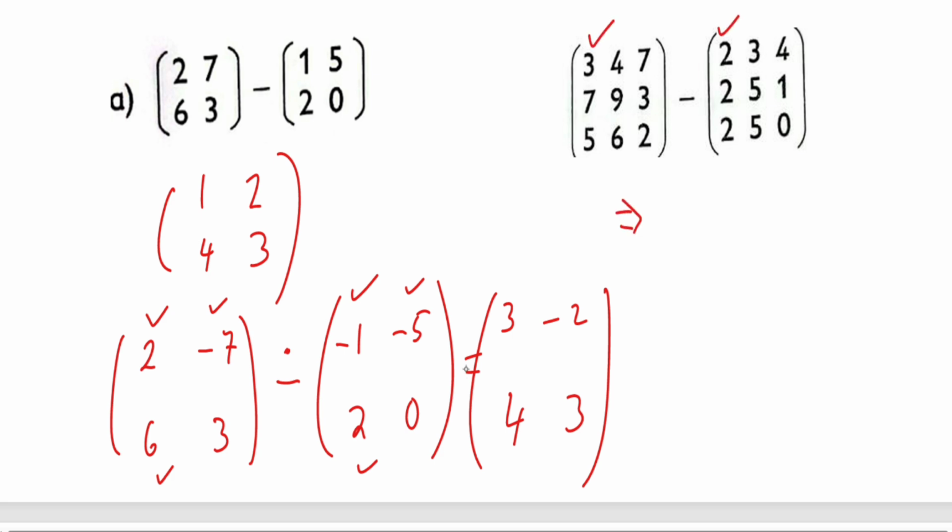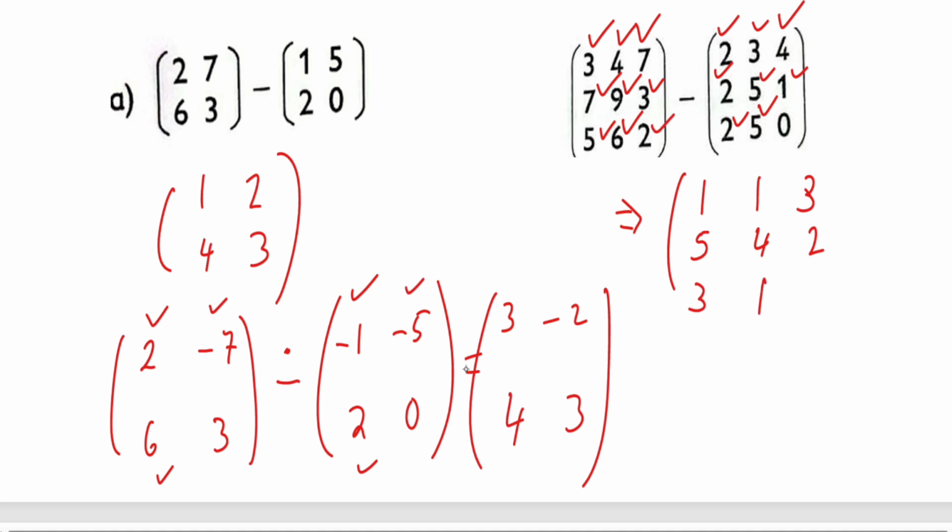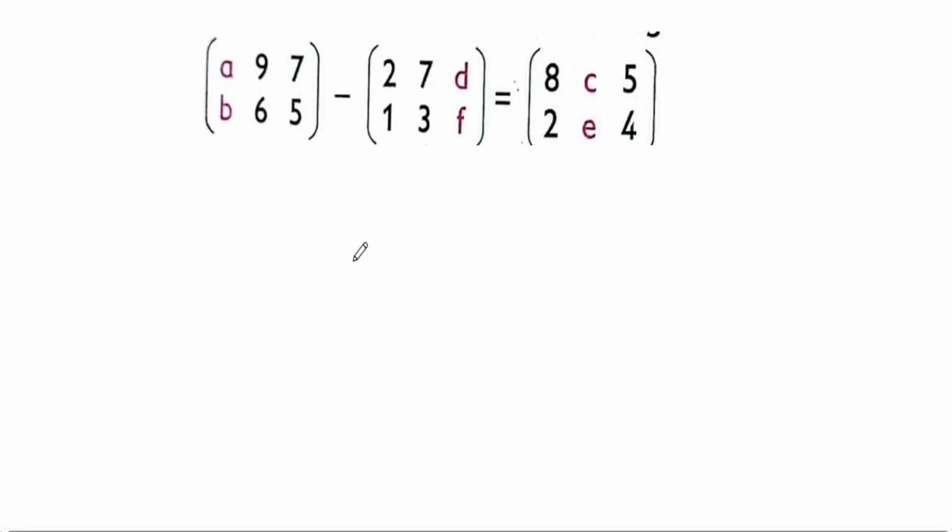3 minus 2 gives you 1, 4 minus 3 gives you 1, 7 minus 4 gives you 3, 7 minus 2 gives you 5, 9 minus 5 gives you 4, 3 minus 1 gives you 2, 5 minus 2 gives you 3, 6 minus 5 gives you 1, and 2 minus 0 gives you 2. Therefore, this is your answer. Tamam. So it's not that hard. Now let's try this last question and we call it a day.